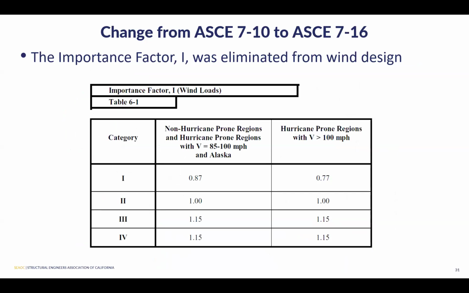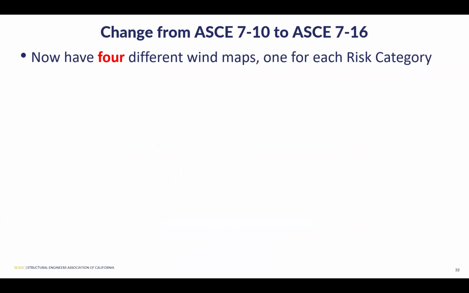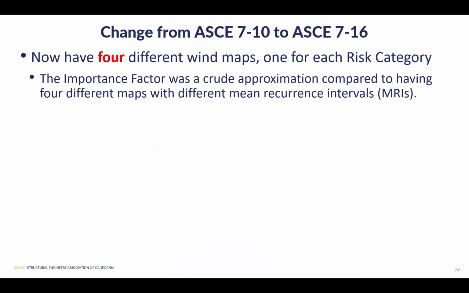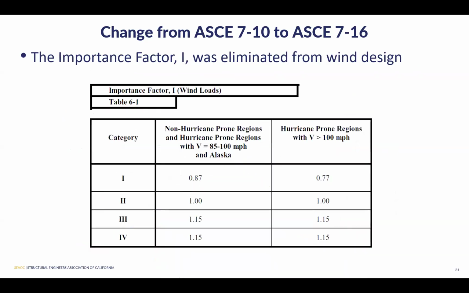We also eliminated the importance factor. So this was the old importance factor table from ASCE 7-10, and it's no longer there in ASCE 7-16. Instead, we have 4 different wind maps, one for each risk category. The importance factor, if we look back, was just a crude approximation. You can see there's actually no change from risk category 3 to risk category 4. It was just a 15% bump, and it was a 13% reduction to go from risk category 2 to risk category 1. Risk category 1 is like agricultural buildings where people aren't at risk.